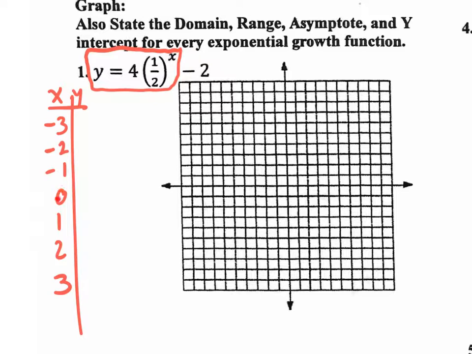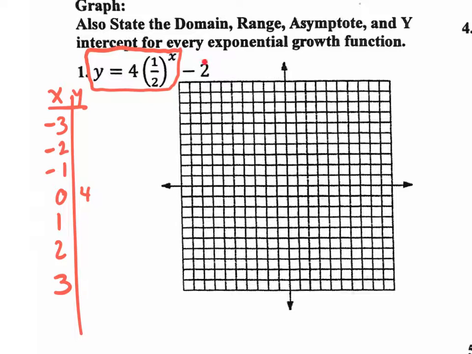The easiest one to plug in is 0. So if you put a 0 right there where the x is, you're going to have 1/2 to the 0 power. And what's 1/2 to the 0 power? Anything to the 0 power is what? 1. So this is really 1 and then times 4. What's 1 times 4? 4. So when I plug in a 0, I get out a 4 on the parent graph.